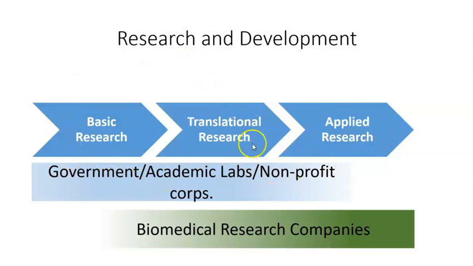Most of this upfront section, the basic research, is happening in government and academic labs. There's some more of this translational research happening in government and private companies now, but most of the applied research is happening in biomedical research companies. So Pfizer, Merck, the companies that are making the drugs, their purpose is to create things to sell. They're not necessarily so interested in the basic research. They mostly get their information from government labs or academic labs that are generally funded by the federal government.